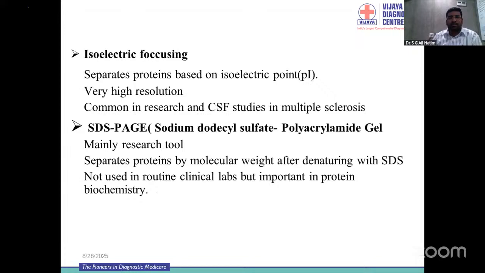The next type of electrophoresis is SDS-PAGE, sodium dodecyl sulfate polyacrylamide gel electrophoresis. So again, it is for research purposes. Mostly in the research field, it is used, where the separation is based on the molecular weight of a compound after denaturing with SDS. As I said, it is not used in clinical labs routinely, but for research purposes, it is used.